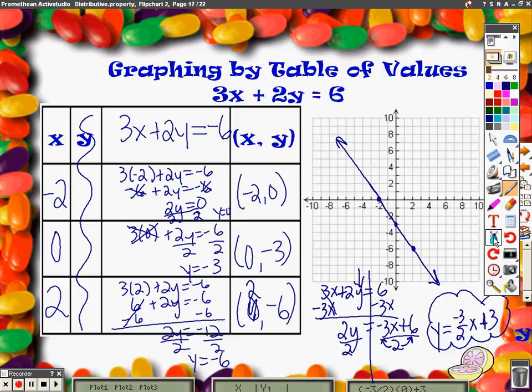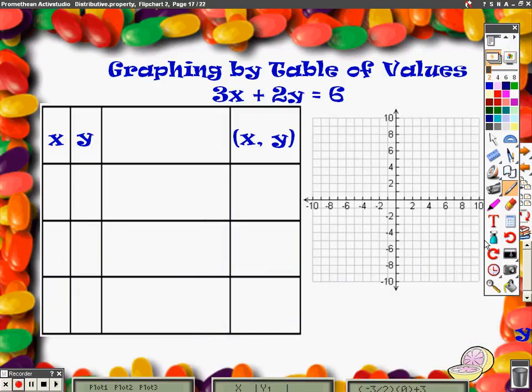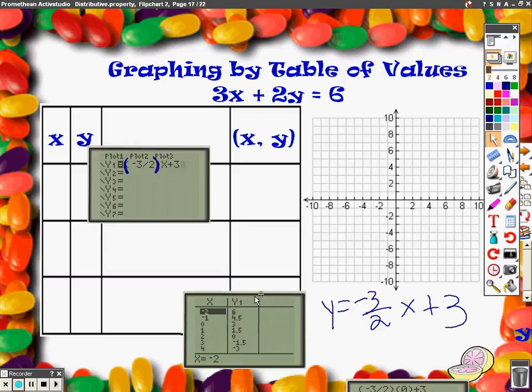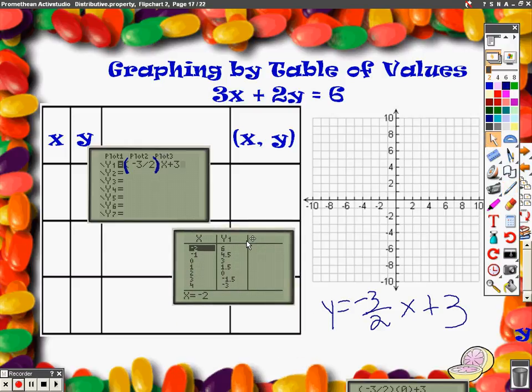I'm going to clear everything. And I'm going to pull up my graphing calculator. So, the first one, it's the same thing that you had. Remember that we had y is equal to negative 3 over 2 x plus 3. When I put this in my graphing calculator, be sure to put that fraction in parentheses. And then the next thing I'm going to do, again, is go to my table, and it gives you the values. Now, don't use the ones with decimals. So we're going to use negative 2, 6, 0, 3, and 2, 0.